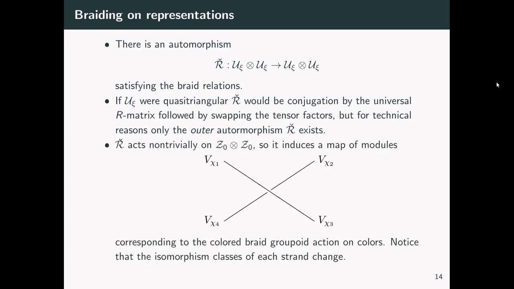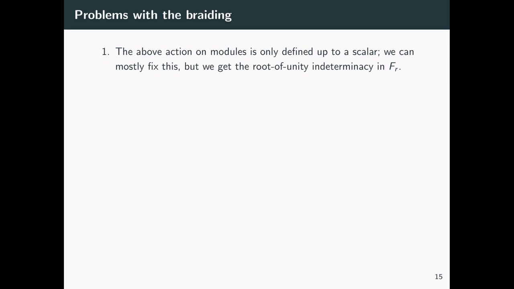Okay. However, this outer automorphism acts non-trivially on the center, on Z naught tensor Z naught, which is what these characters are functions out of, and the characters will give us the grading. So what we get is this map of modules, so here this means module with character chi1, i.e. group element chi1, chi2, and notice that they change across this transformation. So the isomorphism classes have changed, and also notice that I've written chi3 and chi4, not some kind of conjugation action. So the change that happens here is not conjugation, it's something more complicated.